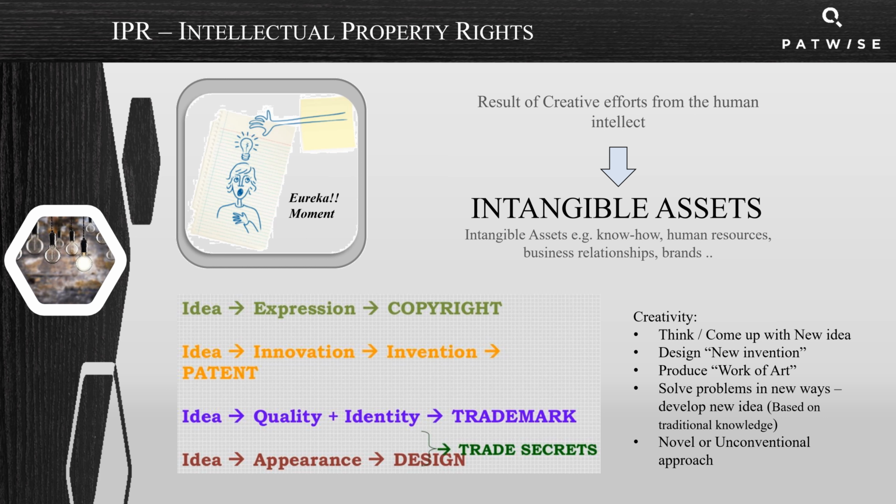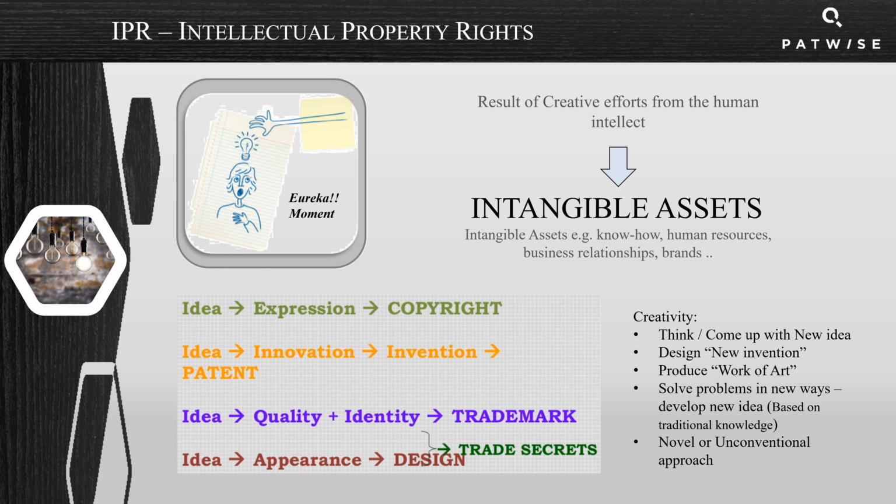What are intellectual property rights? An intellectual property right is a right provided to the result of a creative effort from the human intelligence. The intellectual property is basically an intangible asset, which means you cannot possess it in its physical form. Based on the different forms of human intelligence and the different ways of expressing it, different forms of IPR exist.